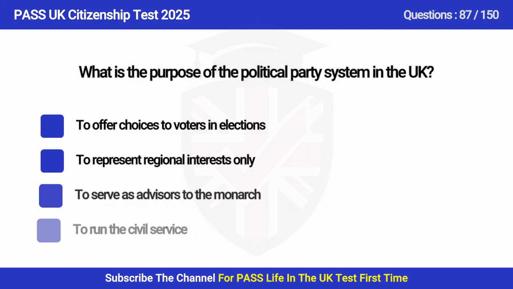Question 87. What is the purpose of the political party system in the UK? A. To offer choices to voters in elections, B. To represent regional interests only, C. To serve as advisors to the monarch, D. To run the civil service?